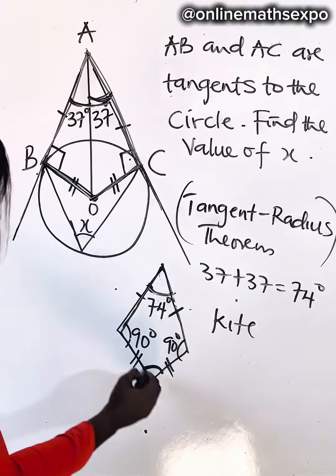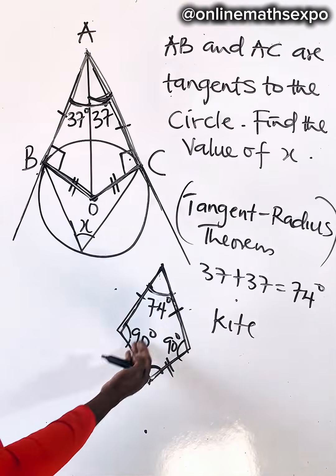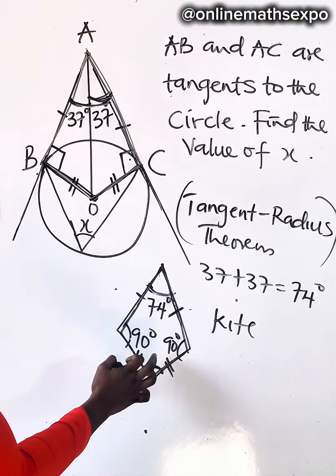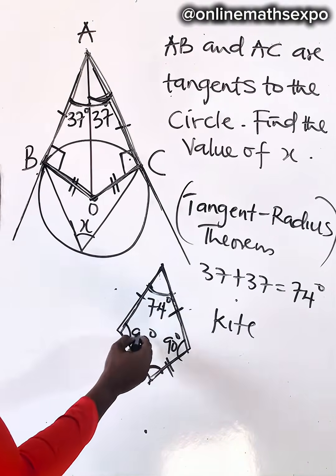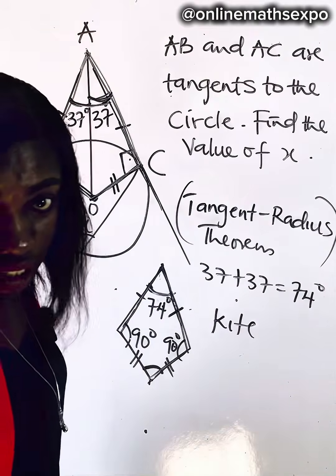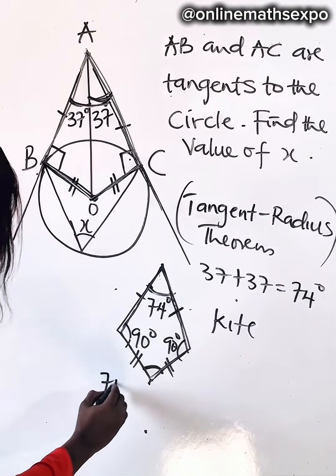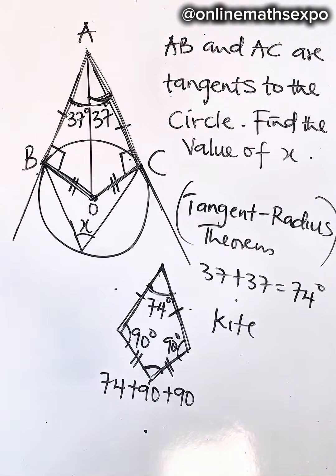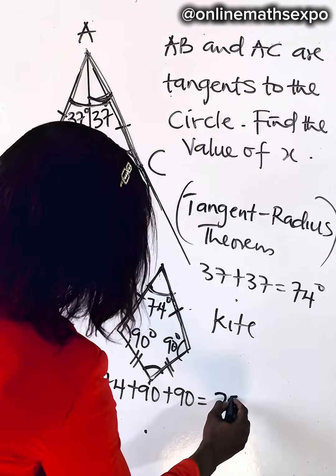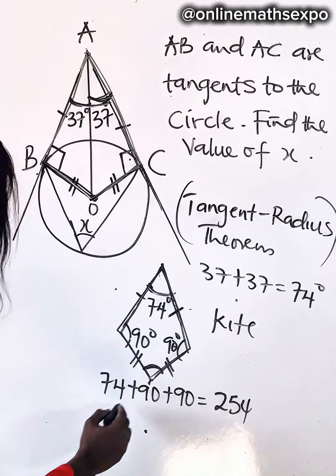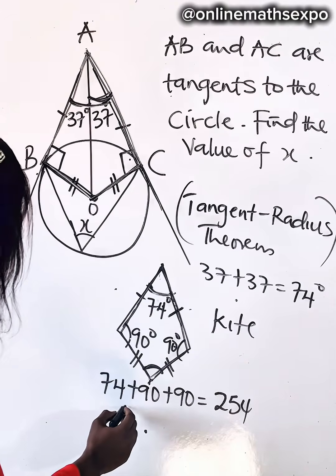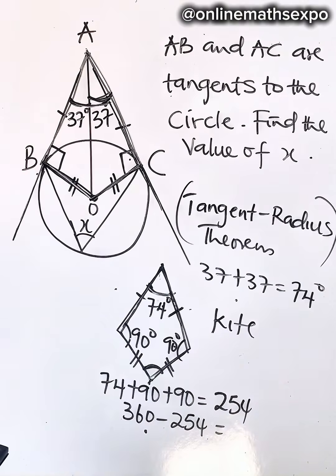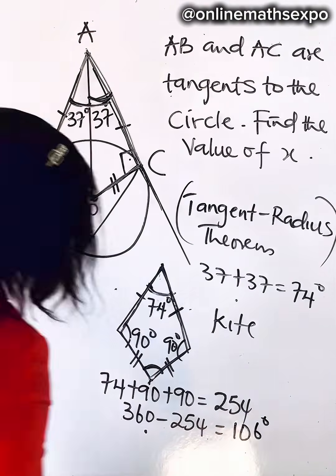Because this is a quadrilateral, you remember that the sum of angles of a quadrilateral is 360. So to get this missing angle, we are going to add these three angles and subtract the result from 360. We add 74 plus 90 plus 90, which gives us 254. So to get the fourth angle, we subtract it from 360. So we have 360 minus 254, and when you subtract, we have 106 degrees.